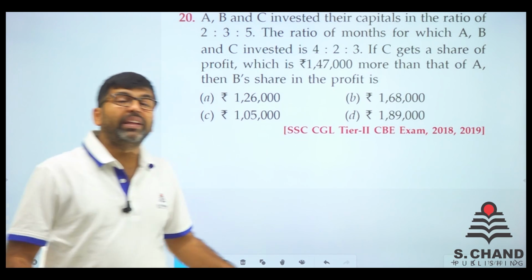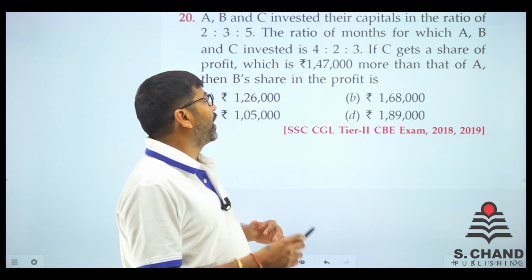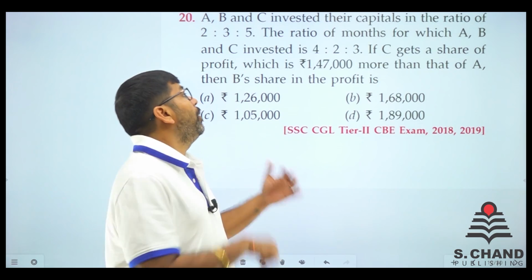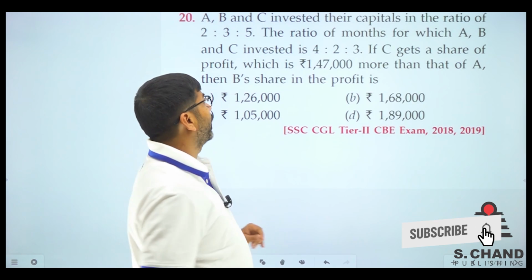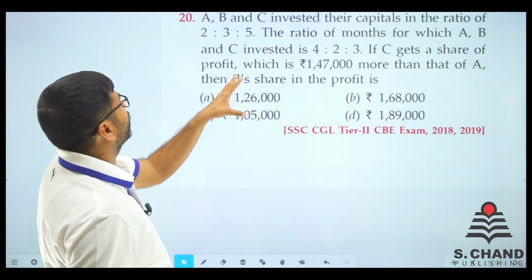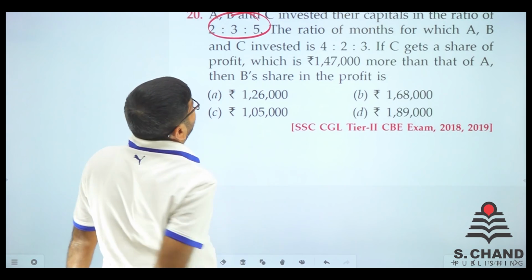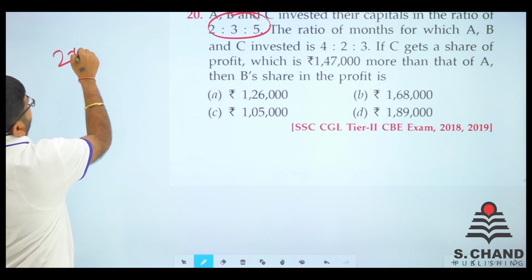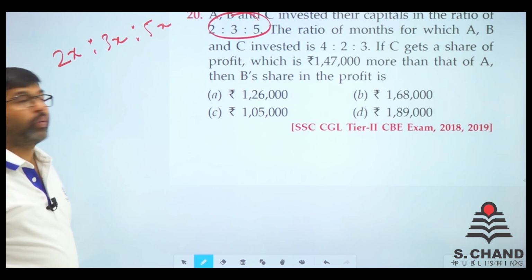So we don't have C's profit. We know that C gets a share of profit which is 1,47,000 more than that of A. So we need to find B's share of profit. Do just one thing. We know that their capital was invested in the ratio of 2:3:5. So let's suppose this is 2x is to 3x is to 5x. That is the total amount, right?